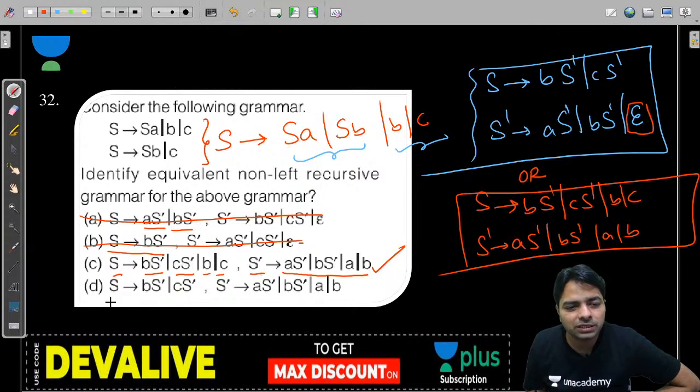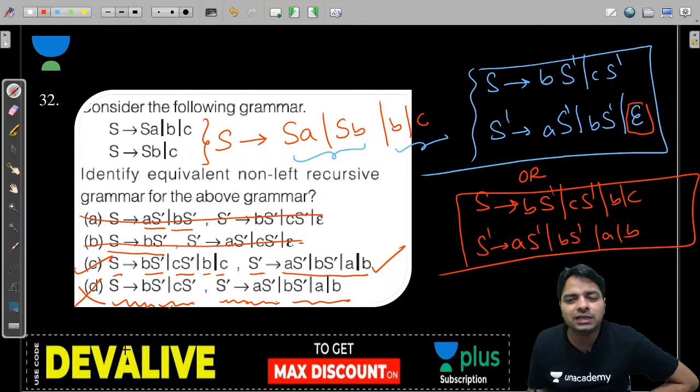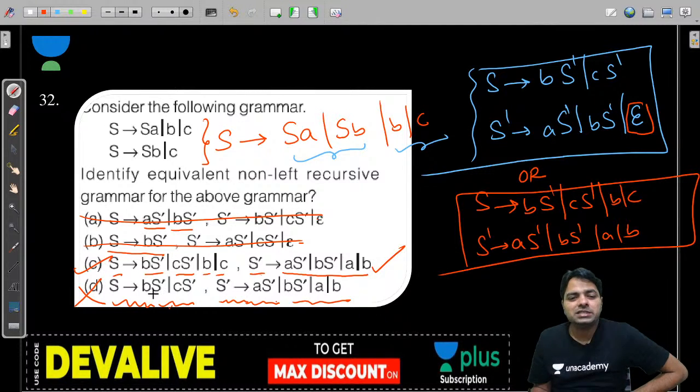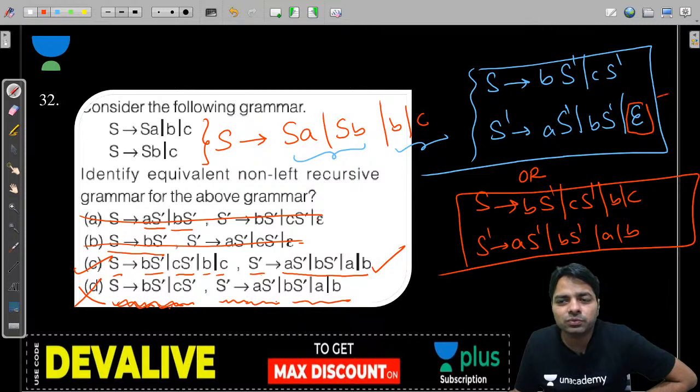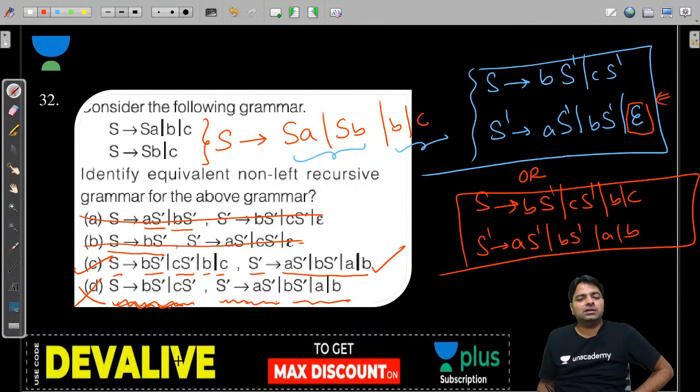And now look at option D. S derives B S' C S', correct. And this one, here if you assume this one, here it should be epsilon. So the option D doesn't match with any one of them. It's trying to go for the first one, but the first one has epsilon in the model. Okay.